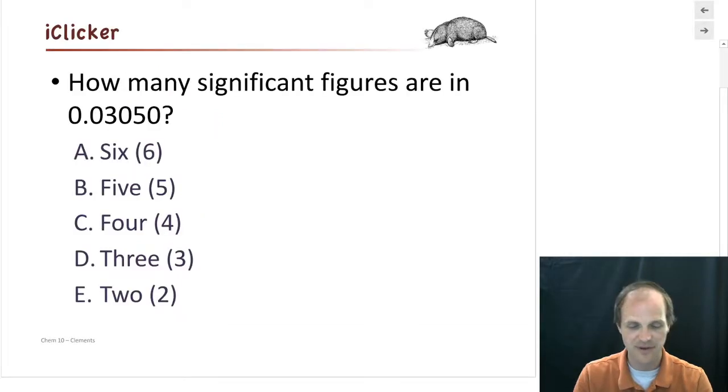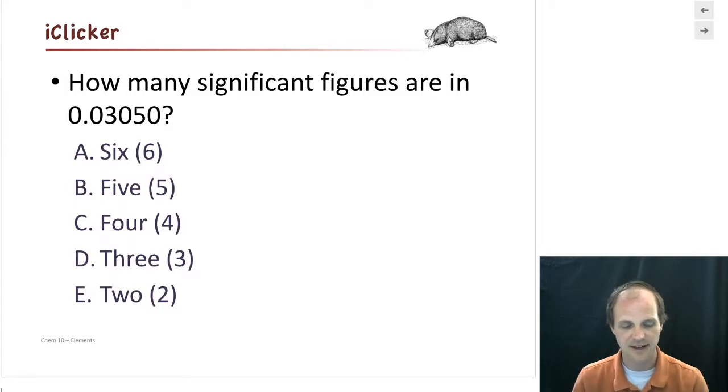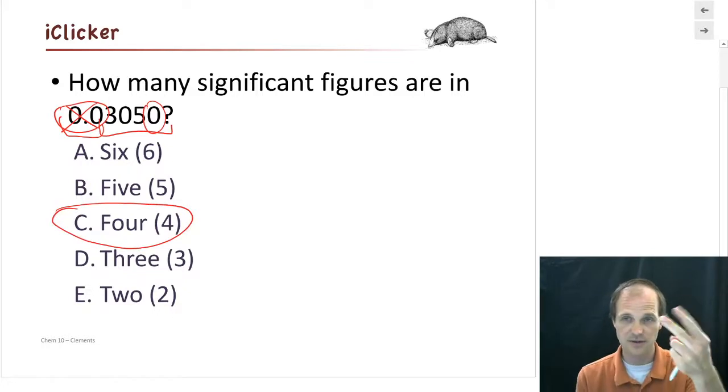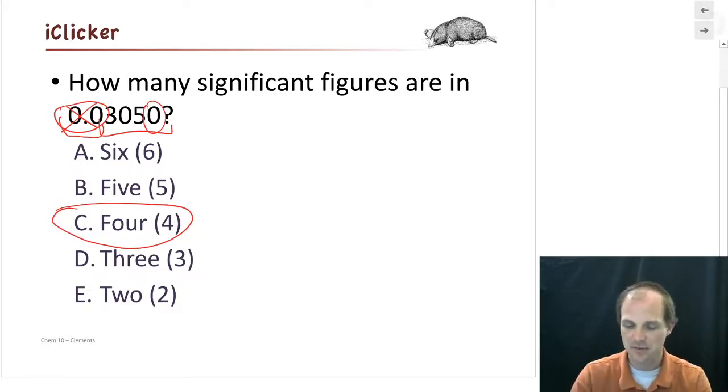Your turn. How many significant figures are in 0.03050? Try it out. Okay. Leading zeros, never significant. Trailing zero, significant because there's a decimal point. So you get the 3, the 0, the 5, and the 0, which are 4 significant figures in our problem.